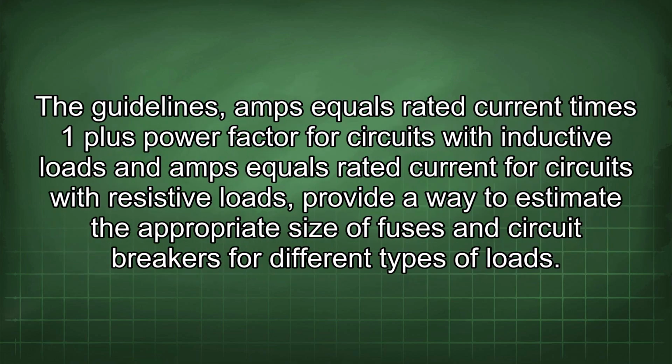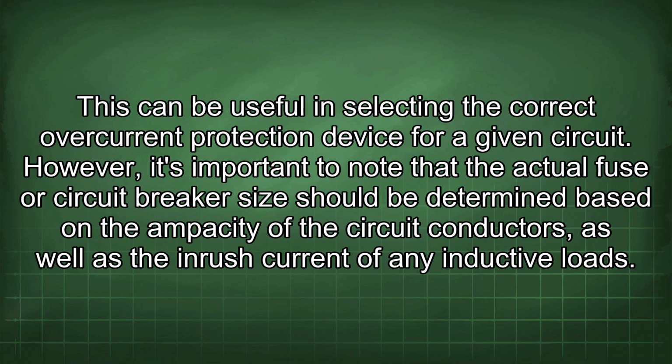The guidelines amps equals rated current times 1 plus power factor for circuits with inductive loads, and amps equals rated current for circuits with resistive loads provide a way to estimate the appropriate size of fuses and circuit breakers for different types of load. This can be useful in selecting the correct overcurrent protection device for a given circuit.